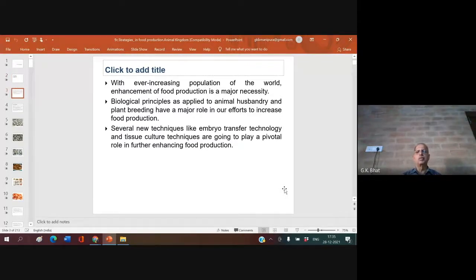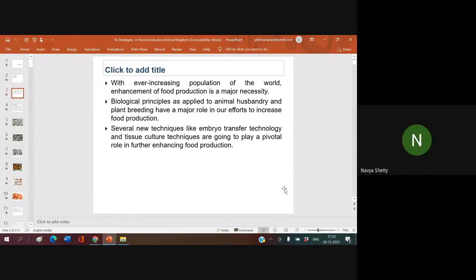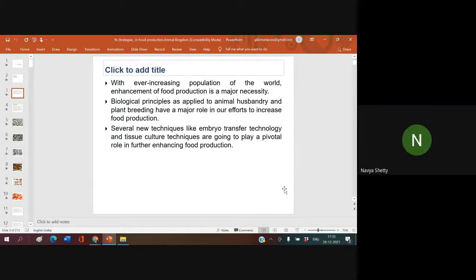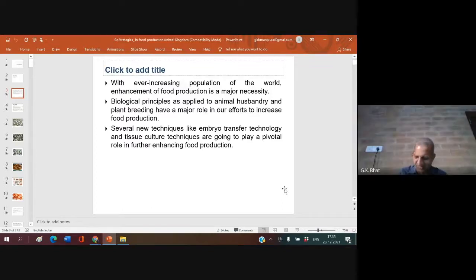With the ever-increasing population of the world, enhancement of food production is a major necessity. Everyone has to eat food. We eat food to live, or we live to eat food? Navya, what is your answer? You eat food to live, or you live to eat food? Prithvi? Yeah, come on. Navya? We eat food to live. You live to eat food? No. No.